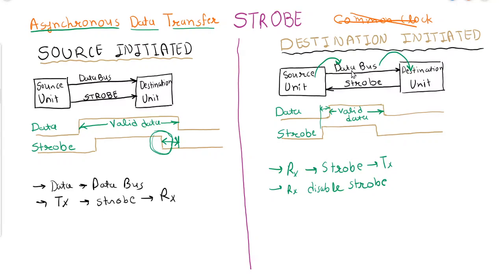There is a common downside for both source initiated and destination initiated asynchronous data transfer using strobe, and that is the lack of an acknowledgement mechanism. We do not have any acknowledgement from the destination, and we do not have any acknowledgement from the source unit. If we add the acknowledgement, it becomes handshaking. So our next topic is asynchronous data transfer using handshaking, and there we will see how acknowledgement is helpful while performing the data transfer operation.